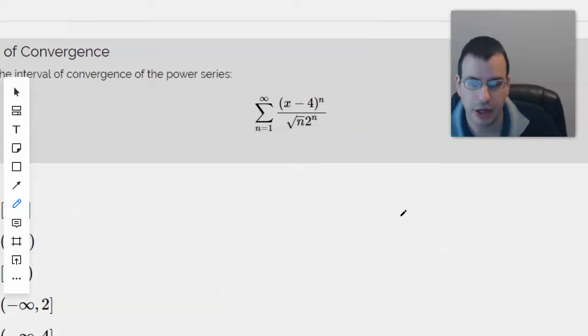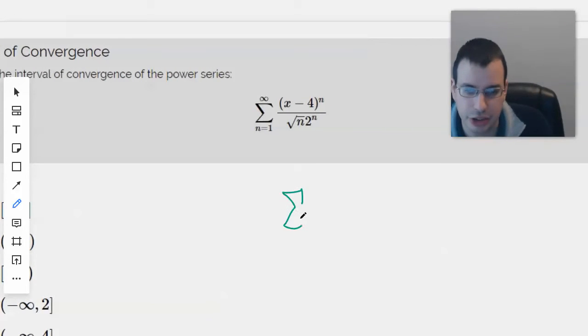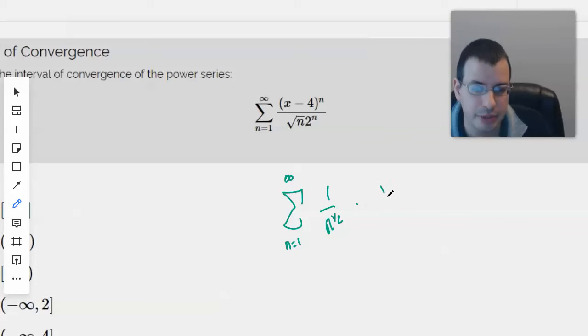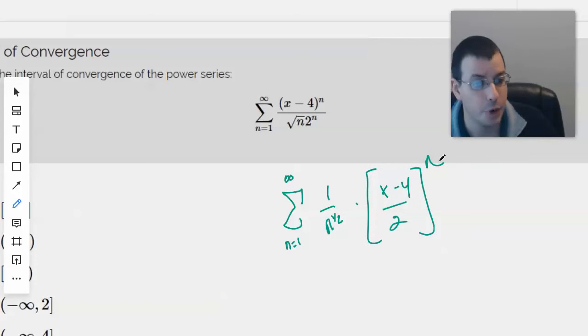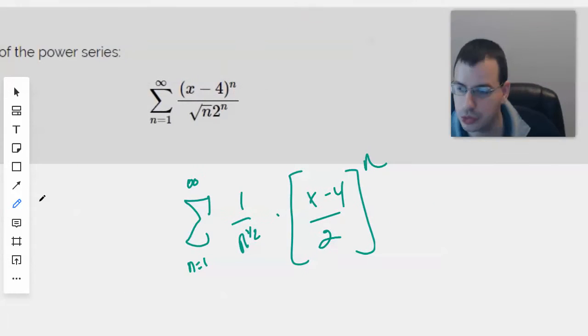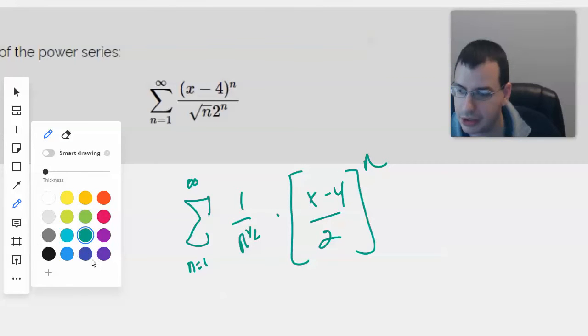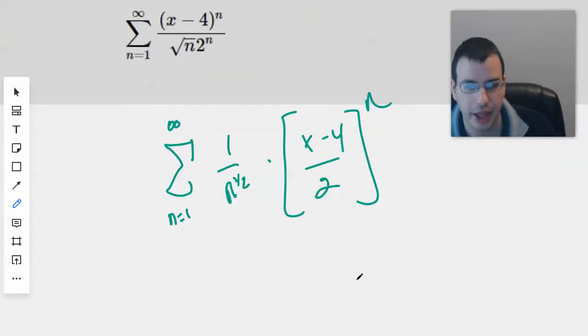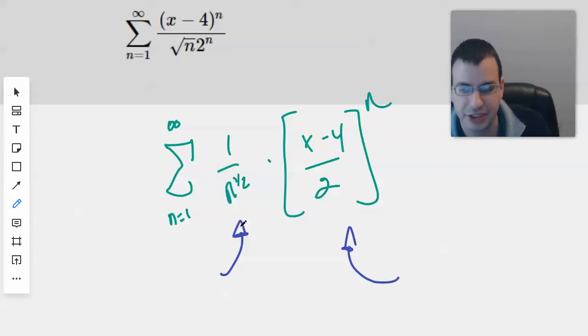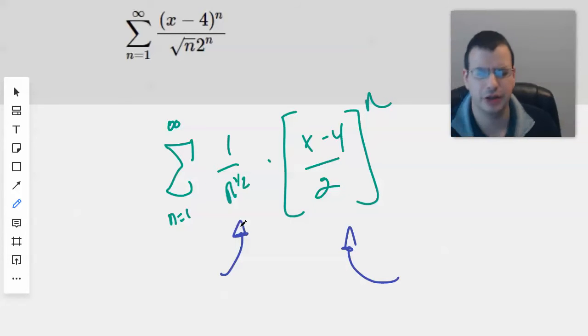To make it a little clearer, I will rewrite it as the sum from n equals 1 to infinity of 1 over n to the 1/2 times the quantity (x minus 4) over 2, to the n. So this makes it reasonably clear that we have a geometric series right here, which we can solve. And then we have something that's not like a power.